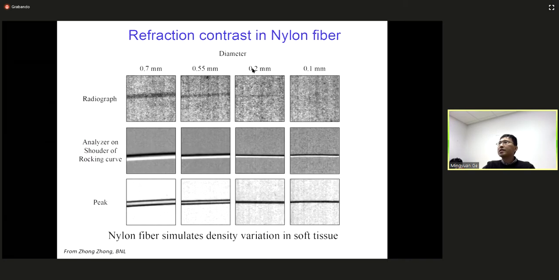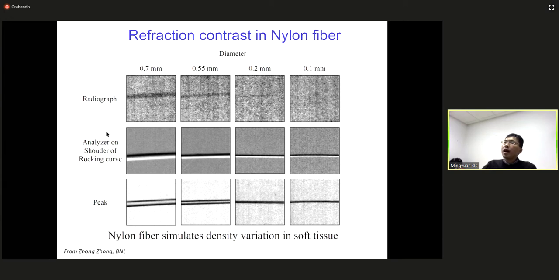So this is just one example of nylon fiber. So nylon fiber is made of carbon-based materials, very light. And if you look at the radiograph, which is just absorption contrast, we can see that the image quality is really poor. The contrast is very low. And if the nylon fiber is very tiny, like 0.1 millimeter, we barely see anything in the absorption contrast image.